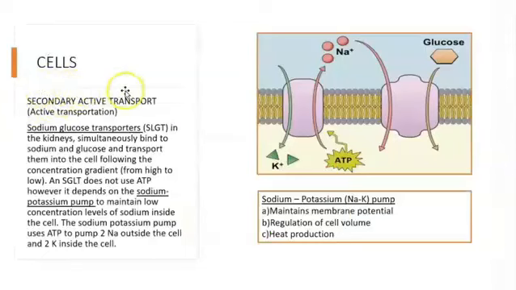Secondary active transport, in this case, is where we use 2 transporters. Here you can see you have one transporter, another transporter. If you transport all these things inside, now from inside, you're going to move it outside through these other transporters. Very important is the sodium-potassium pump. It is a very important transporter because the sodium-potassium pump maintains the membrane potential, regulation of cell volume, and heat production.